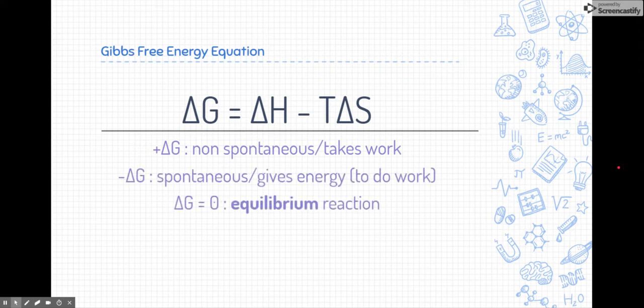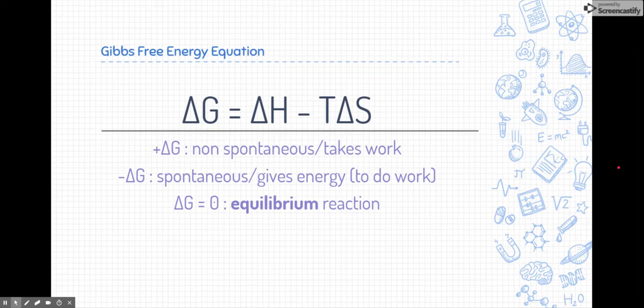Now, if delta G is a positive value, that means that it is non-spontaneous. You actually have to put work into it. So it's not really free energy, it's energy you have to use to do work. If delta G is negative, that means it's spontaneous. It doesn't require any outside source or intervention, and it actually gives off energy, and that energy is available to do work, to power something, or to be used.